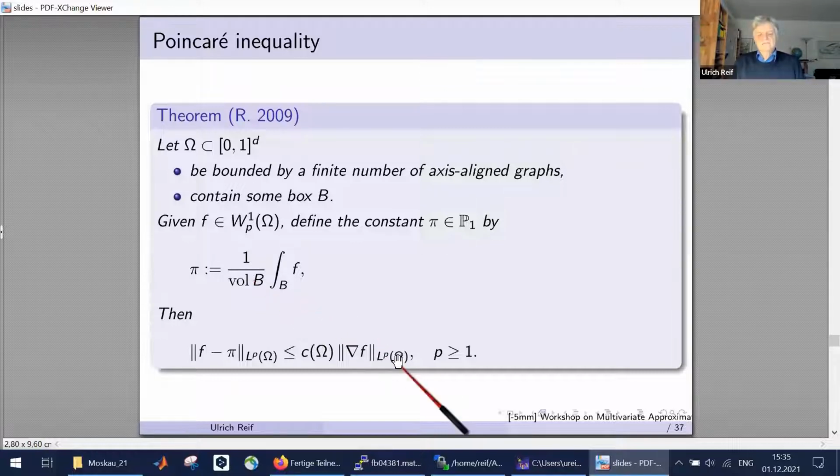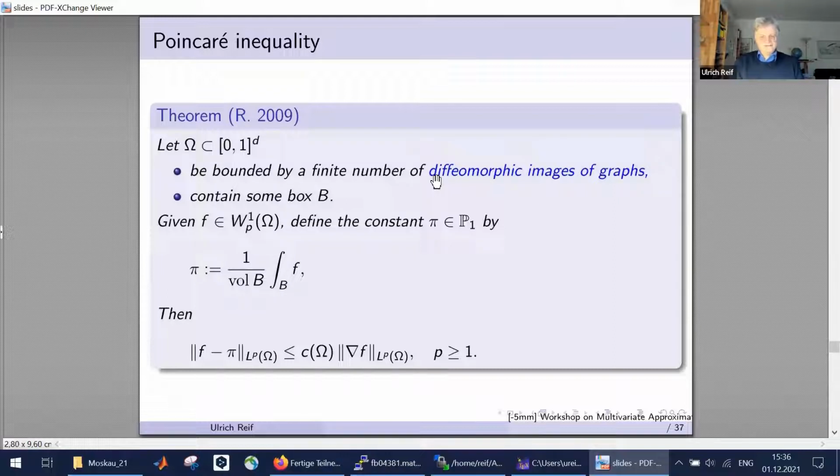And in this case, of course, you have the error bounded by a constant depending on omega and the LP norm of the gradient. This is a special case of the previous theorem, and this applies also to domains which are bounded by axis-aligned graphs. But here you can do more. It's even allowed to use diffeomorphic images of graphs. So you can warp these boundaries in the way you want.